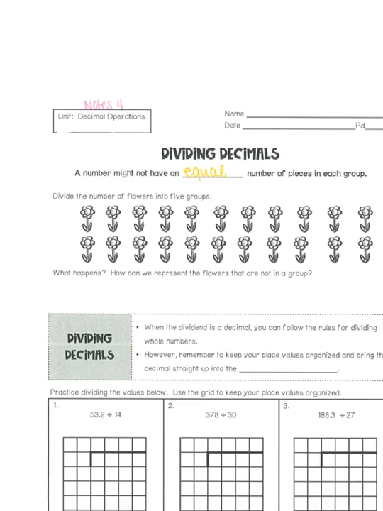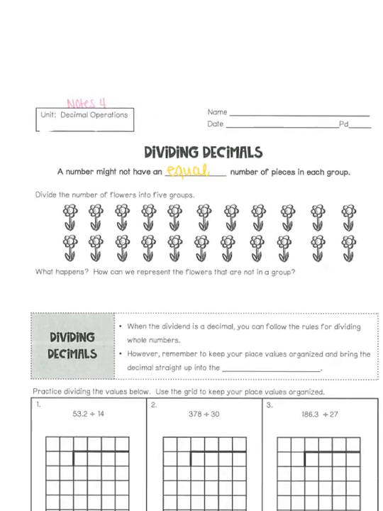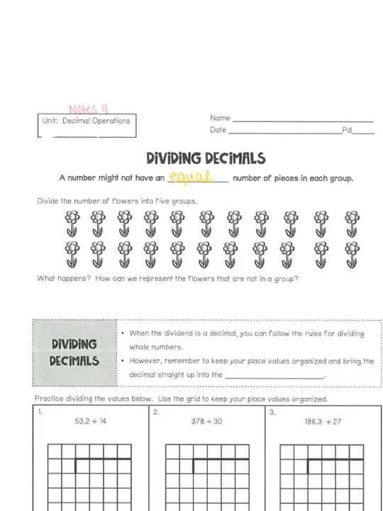Before, when you've divided and it didn't work out equally, you used a remainder. Now, instead of having a remainder, you're going to just keep going by adding a decimal point and keep going with the place values. So these flowers, we're going to try and divide them into groups. No, we're going to do it in groups of 5, actually.